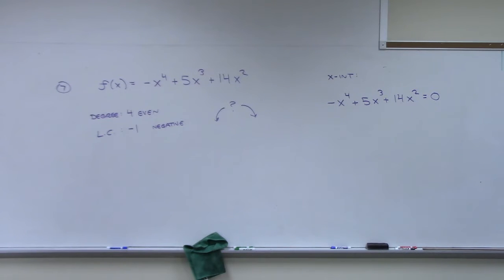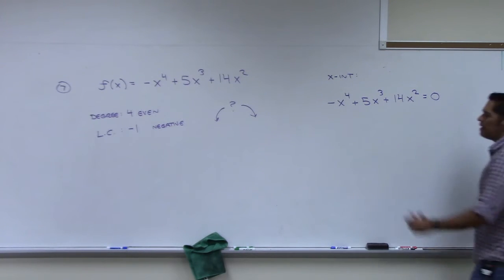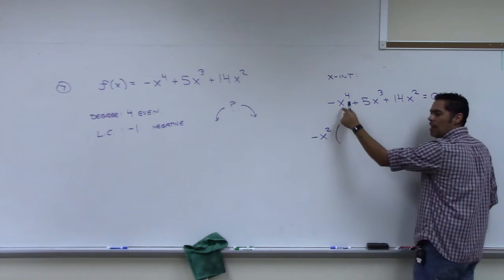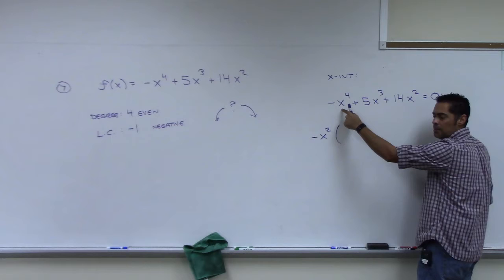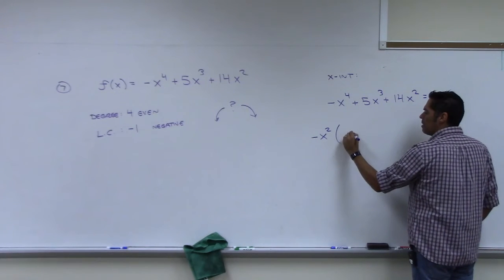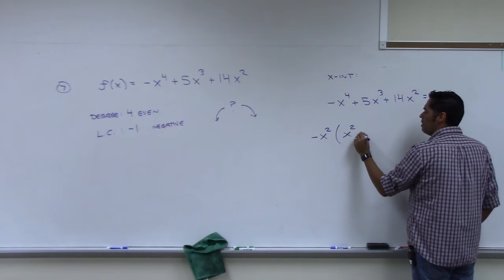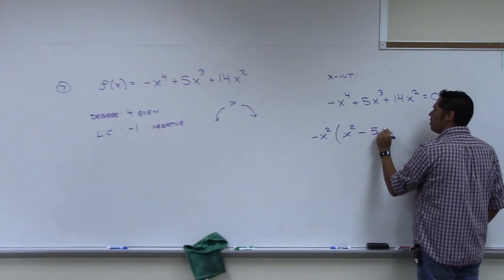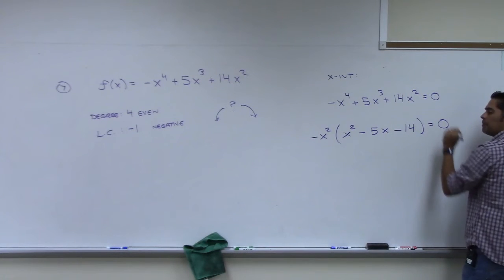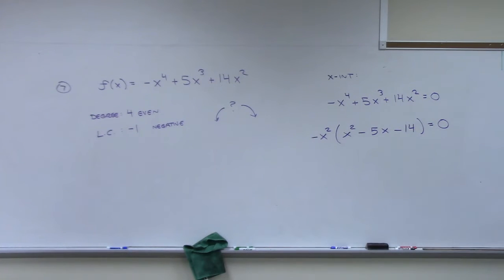X squared, right? And I'm actually going to pull a negative x squared out. I'm doing a negative x squared because I don't like to leave a negative on my leading term. So I pull negative x squared out. That leaves me with a positive x squared, a minus 5x, and a minus 14. Do you all agree with that? That's what would be left if I pulled an x squared out from every one of those terms.